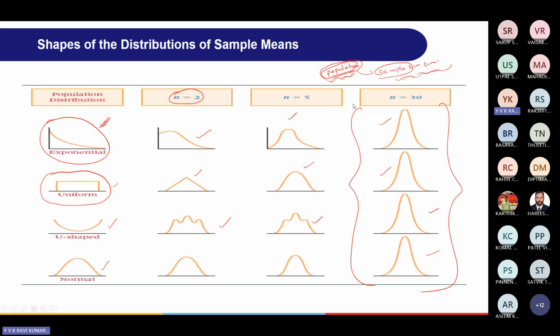So I hope this makes it a very important slide. Many times we talk about the Gaussian distribution, right? Why Gaussian distribution? This is the reason.